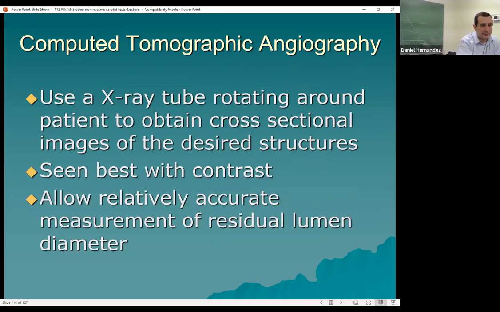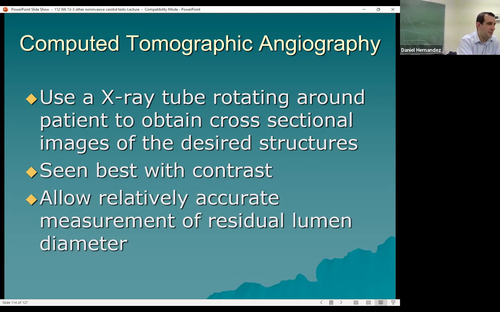So CTA, this is our computed tomographic angiography. This is similar to our traditional angiography or digital subtraction angiography. Just we're now using an X-ray tube that rotates around the patient. So it creates a cross-sectional image of the desired structures. With this, we can see the vessels, and we can see the surrounding tissue and bone as well. So we see a lot of the surrounding structures, which gives us a better idea of what could potentially be going on in the patient.